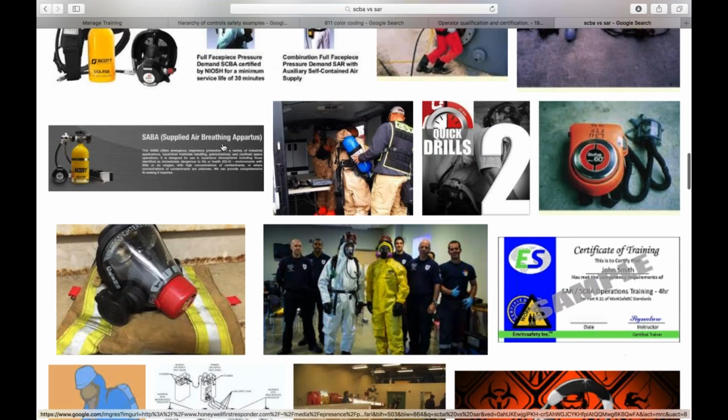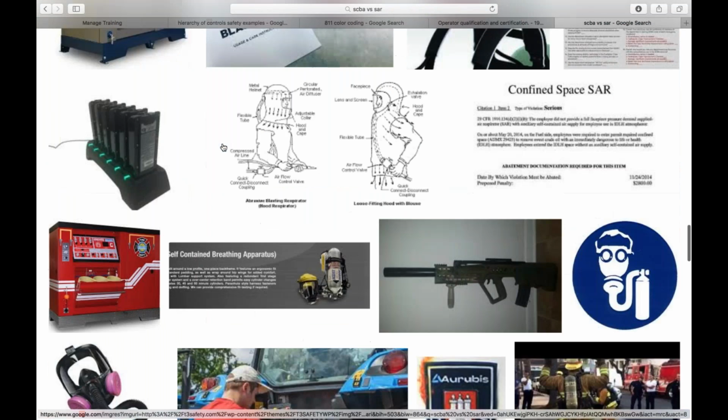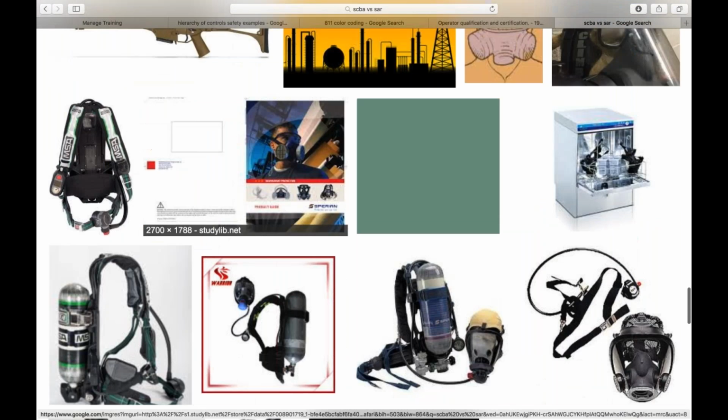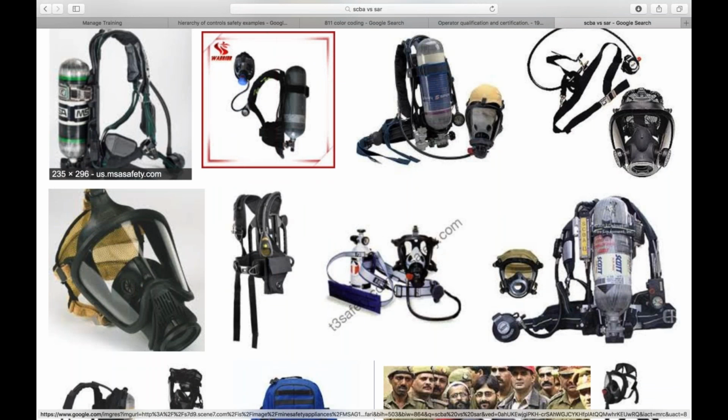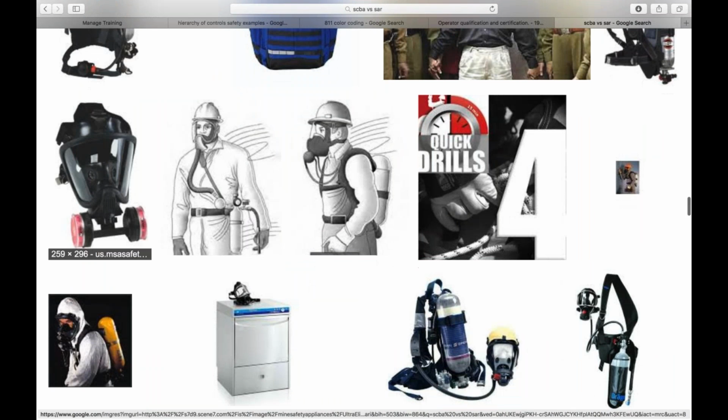So SCBA, a perfect example. SCBAs are what firemen use that we often see, and if anybody works in a refinery, I'm sure you've probably seen it as well. The good thing is this: the tanks are no longer steel; they're aluminum now, so far less weight on an employee.